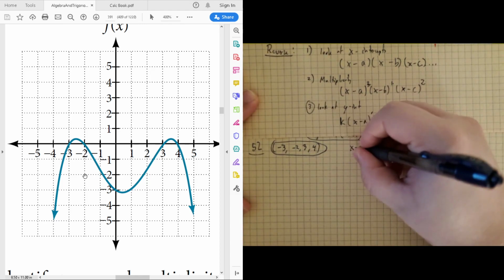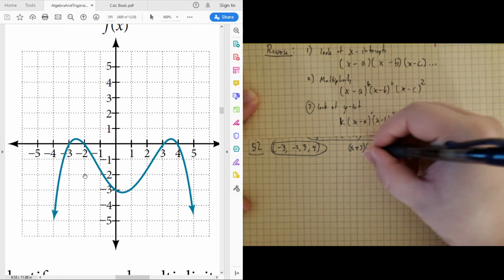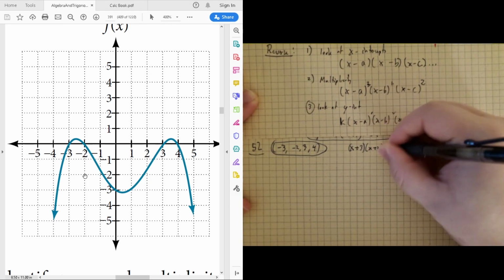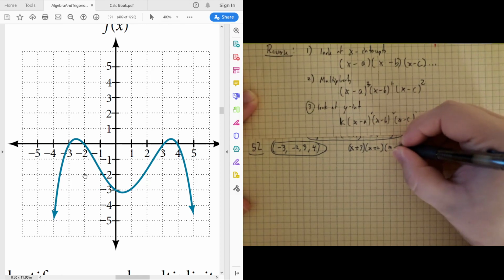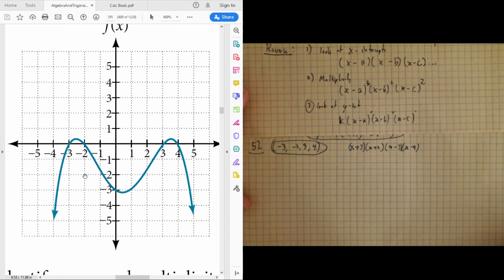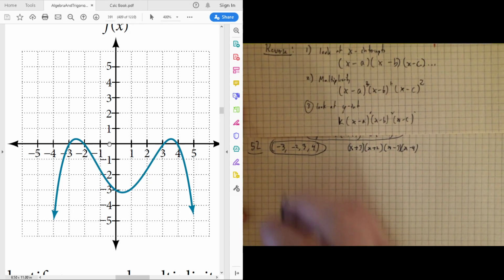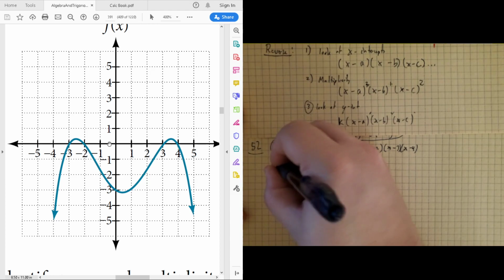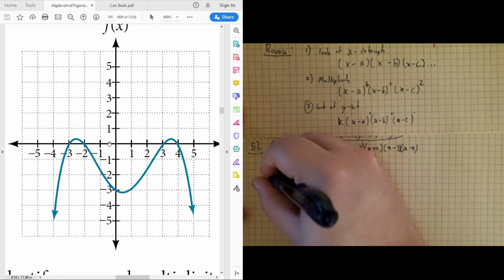I have x plus 3, x plus 2, x minus 3, x minus 4. They're my pieces, okay? Powers. So we did the intercepts with respect to x. Now we do the multiplicity.